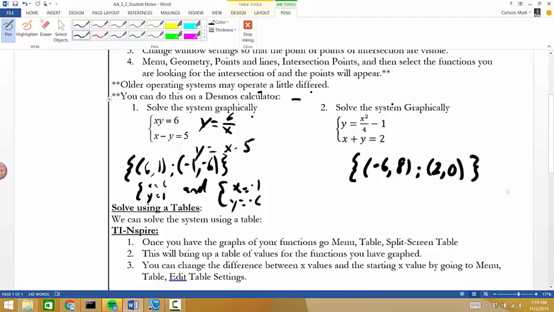Alright, so I came over here now into our notes and added our solution. Now remember what that means. That means this is the set of ordered pairs that makes both of these equations true. Okay, it's the only two ordered pairs that make both equations true.